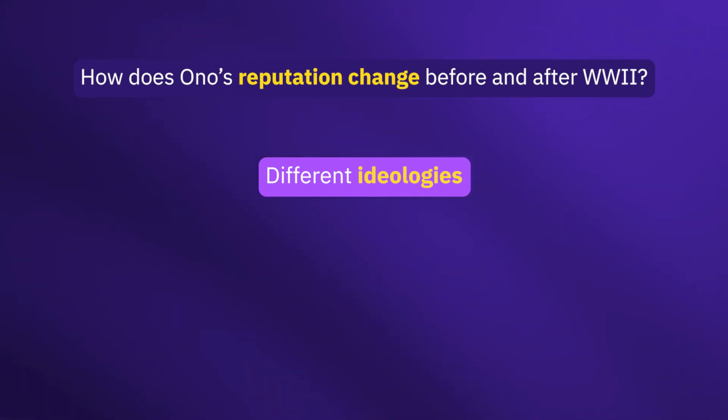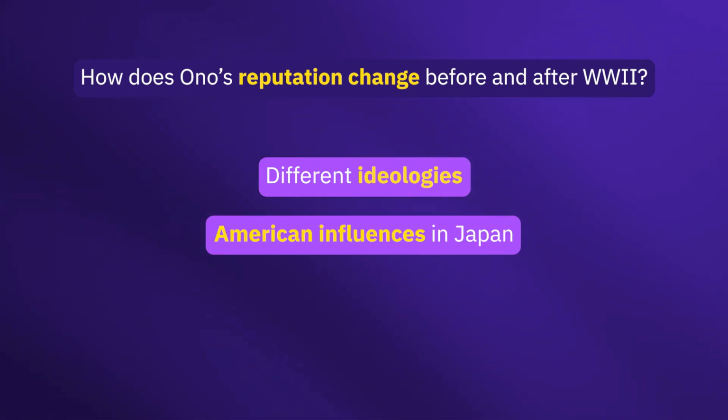But what I would get you to do here is go a little bit deeper on that. Give me a specific example. What ideology to what ideology? What influence is now coming into Japan? American influence, and what value is the number one value in America? Democracy. So you've got democratic values.